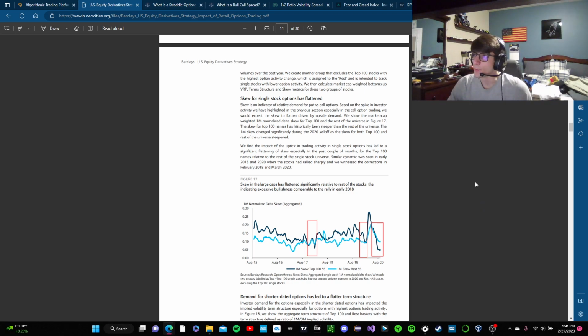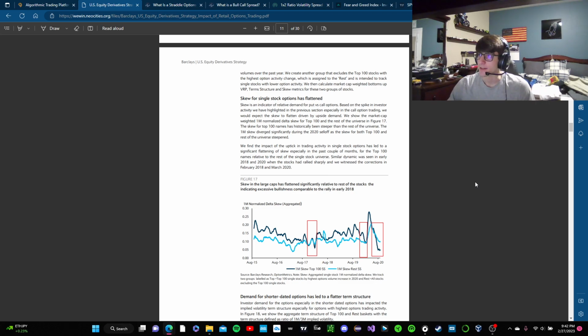So, skew is an indicator of relative demand for put versus call options. Based on the spike in investor activity we have highlighted in the previous section, especially in call option trading, we would expect the skew to flatten, driven by upside demand. We showed the market cap weighted 1 month normalized delta skew for the top 100 and rest of the universe in figure 17. The skew for the top 100 names has historically been steeper than the rest of the universe. The 1 month skew diverged significantly during the 2020 sell-off as the skew for both the top 100 and the rest of the universe steepened.